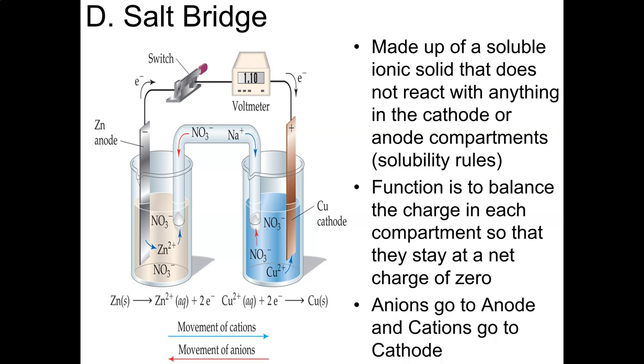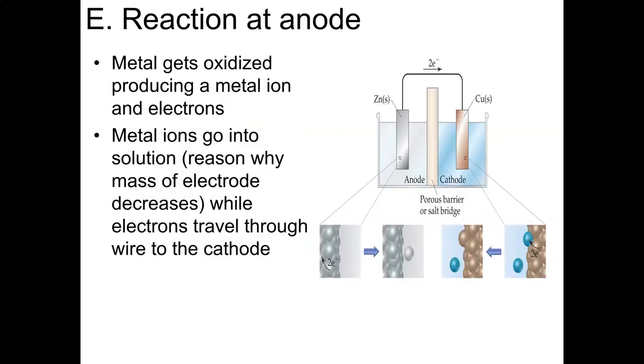Anions go to the anode, cations go to the cathode. So for the salt bridge, for those of you wondering how do you remember what goes where? A to A, C to C. So what does that mean? Anions to the anode, cations to the cathode. Easy to remember. All right, reactions of the anode.